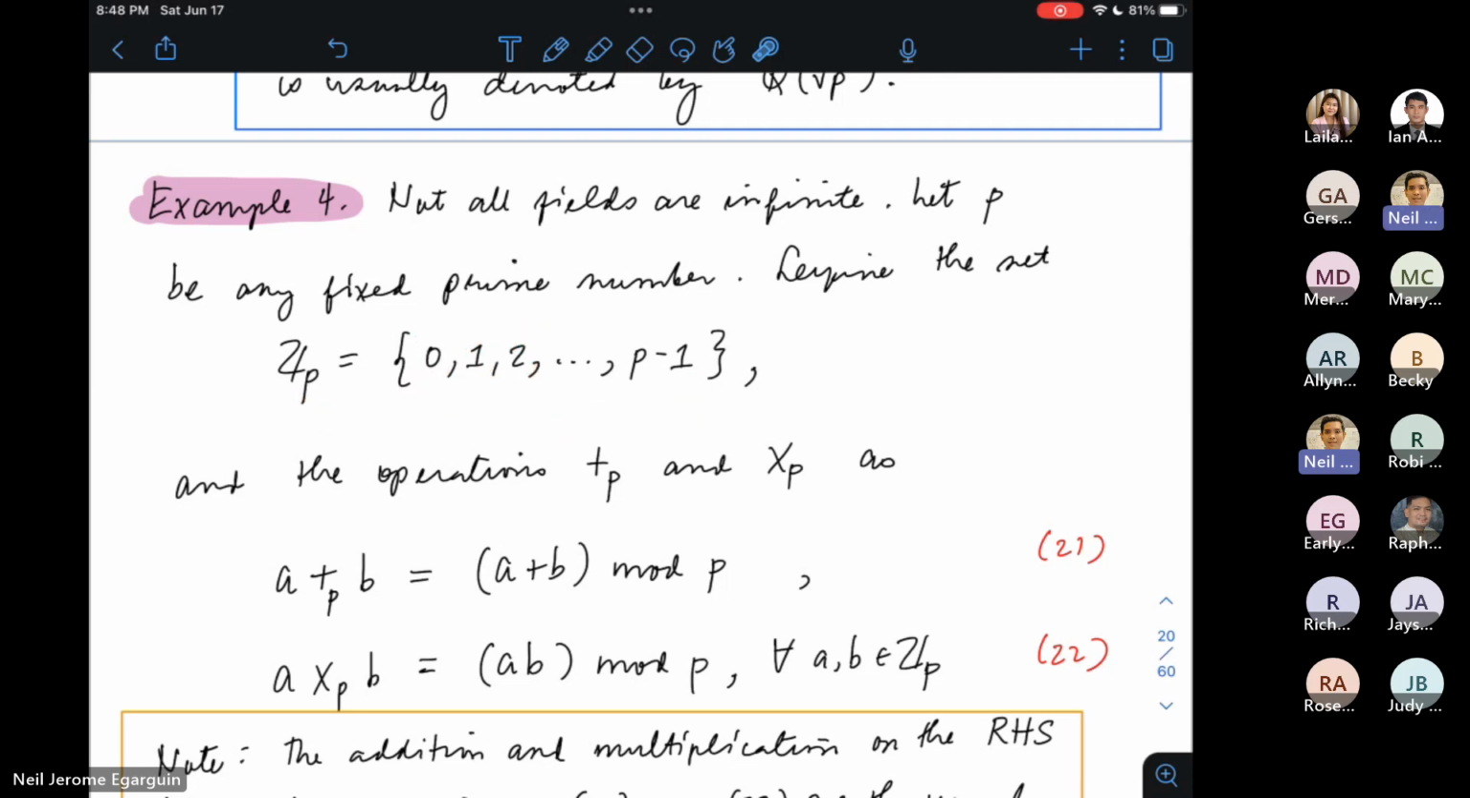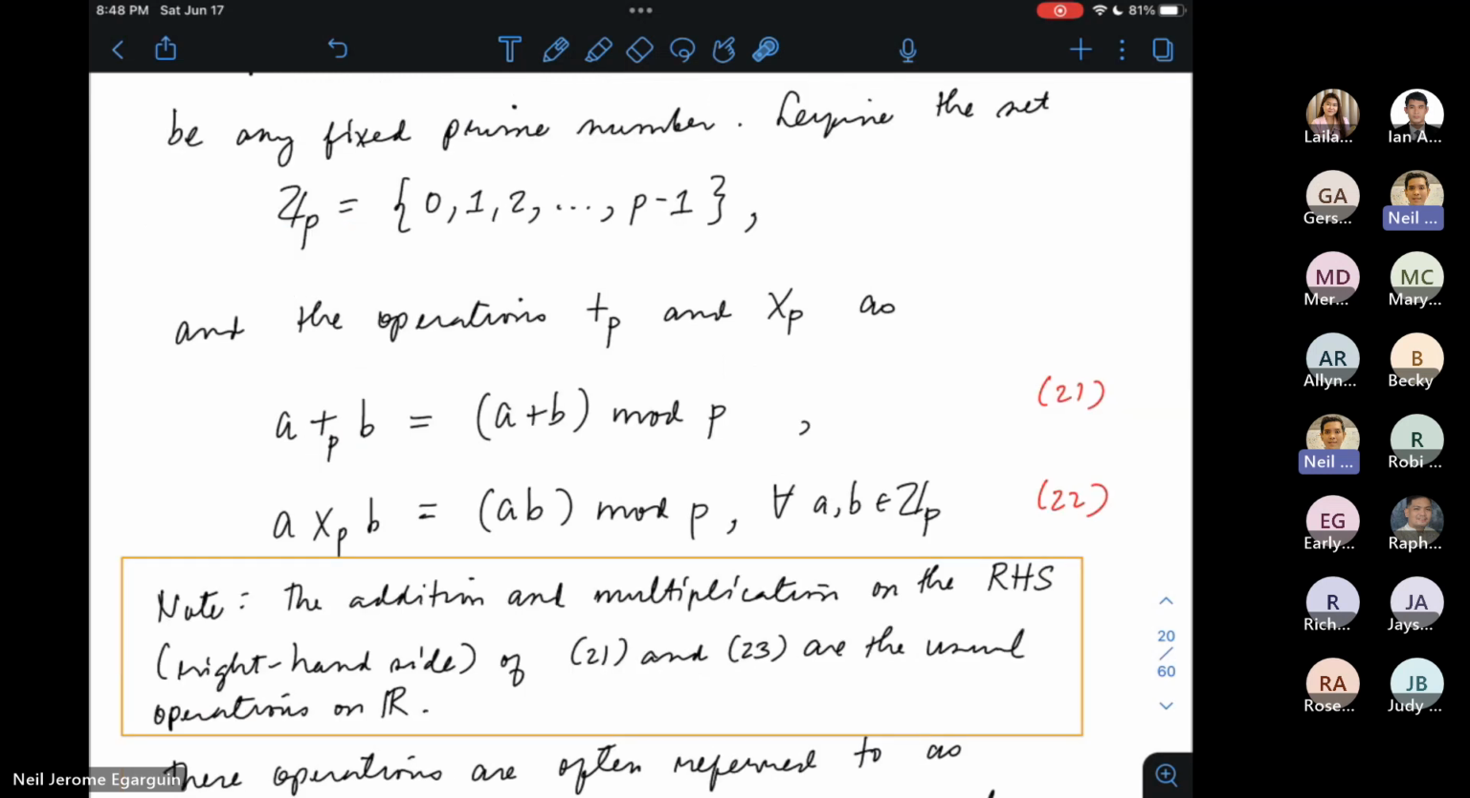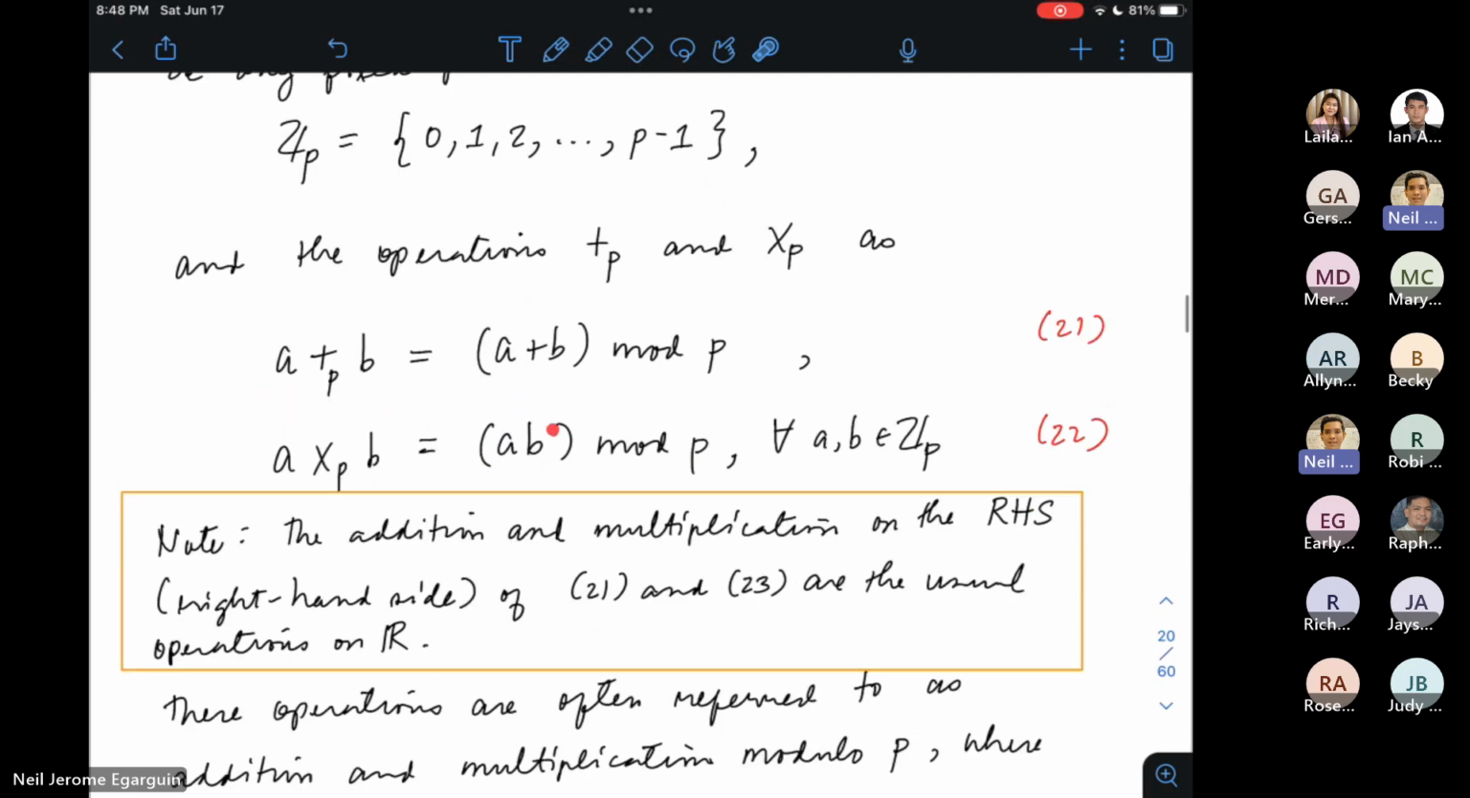And then the addition and multiplication are defined a little differently. So ang addition ay tinatawag nating addition modulo P. So you take the sum first, A plus B, and then you modulo P it. Ang ibig sabihin lang ng modulo P, you take the remainder after you divide by P. Kunin mo muna yung A plus B, tapos i-divide mo kay P. Kung ano yung remainder, yun yung sagot dun sa addition modulo P. Sa multiplication, ganun din. Kunin mo muna yung A times B, tapos i-divide mo kay P. Kung ano yung remainder, siya yung sagot sa multiplication modulo P.